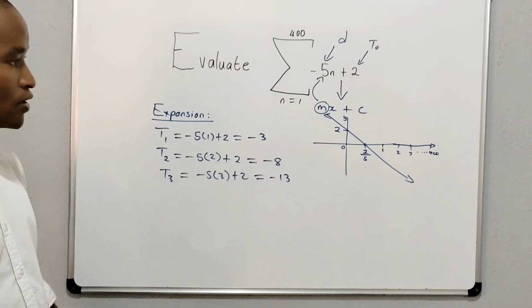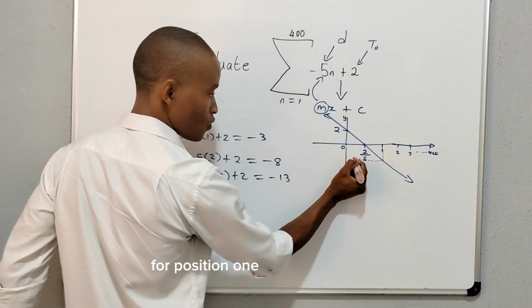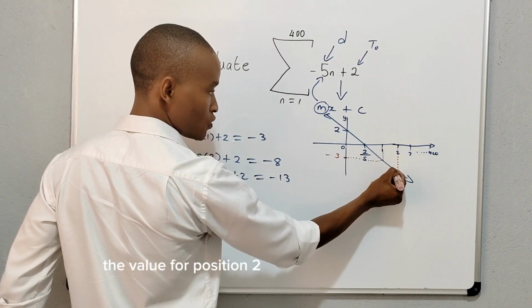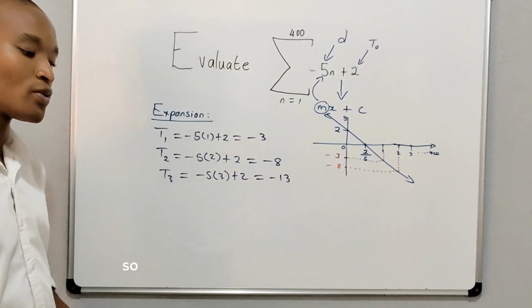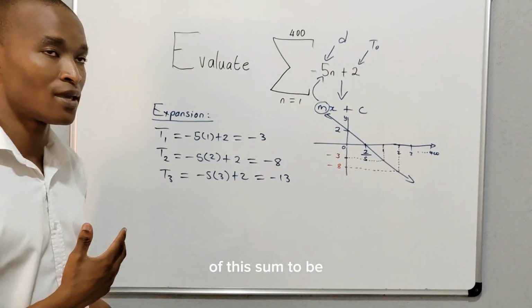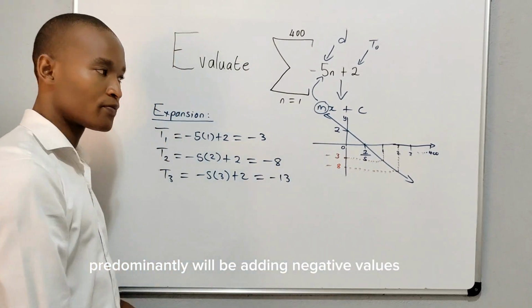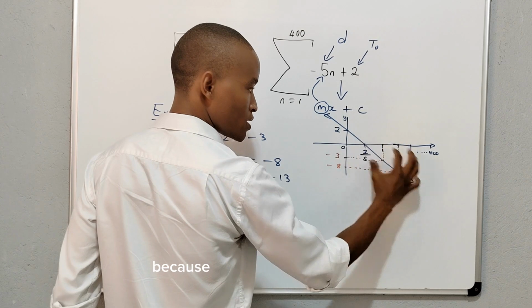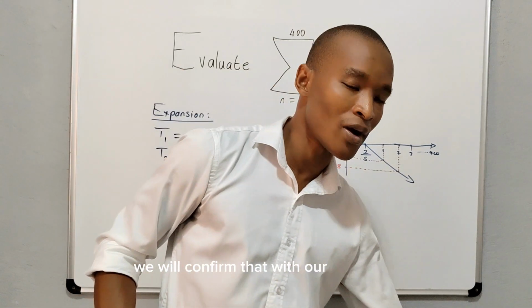Okay, so what does this mean in terms of the graph? So the value for position 1 in this series is -3. The value for position 2 in this series is -8. Are we seeing that? So now, what do we predict our value of this sum to be? It will be negative, because predominantly we will be adding negative values, in red, as we start from position 1 all the way to 400, because it is a decreasing function. So we expect our answer to be negative. We will confirm that with our calculator.